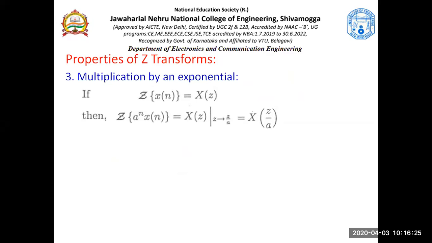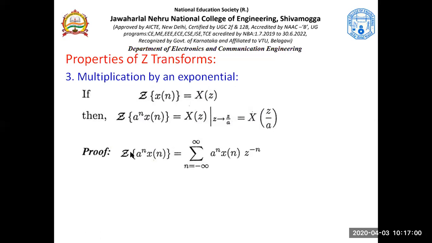That is the signal we're considering. So if you have x of n, it is x of z. What if this x of n is multiplied by an exponential a power n is the question. Then in this x of z, z is replaced by z by a. So this is how it looks like. If it is multiplied by an exponential, then this a would come with z, as z by a. Fine.